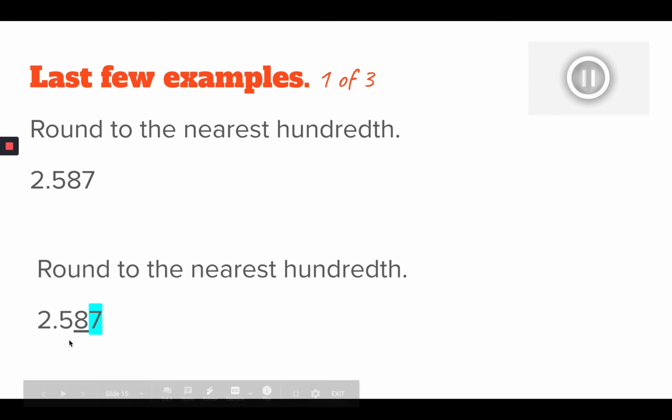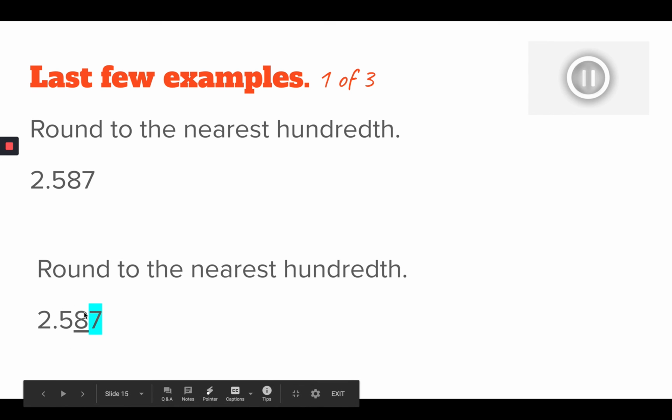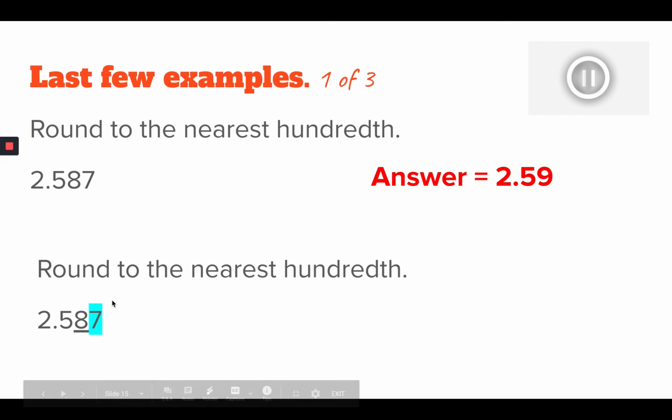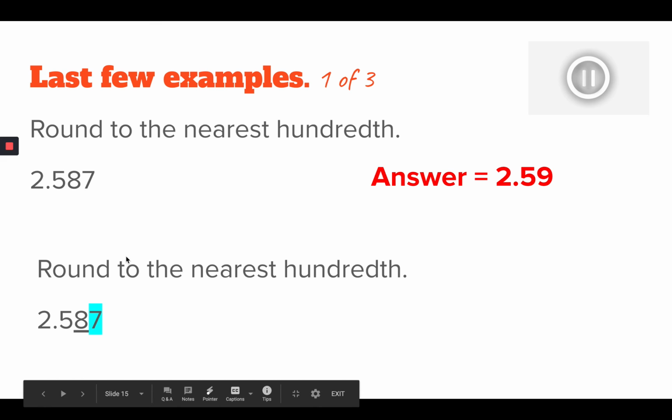Great, so what she was saying in the video, the 8 is in the hundredth column, so you look 1 to the right and you look at that 7, and that 7 is going to tell your 8 either it goes up or it stays the same. In this case, it's going to go up to 2 and 59 hundredths. It's going to round up because the 7 is greater than 5. Let's do another one.